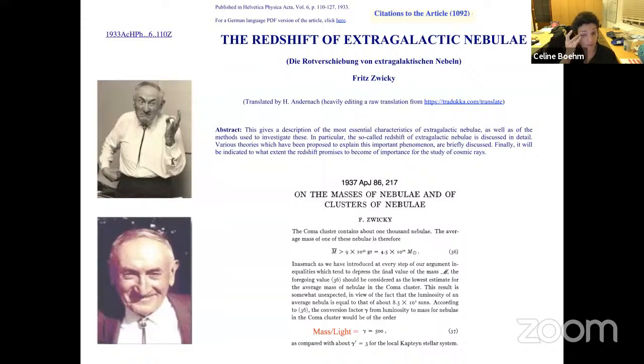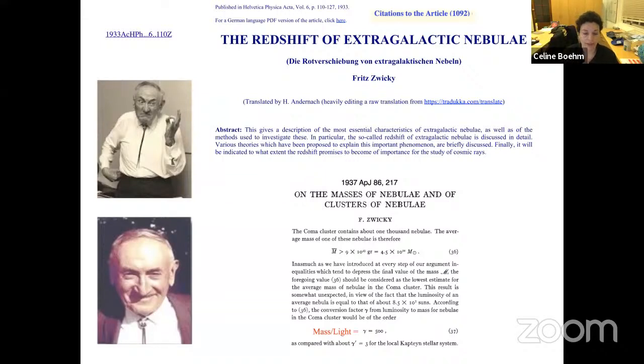So in 1933, Fritz Zwicky started to basically think that there may be really some problems. In this case, he was looking at nebulae. And so you can see the abstract of this paper, which is in this case translated. So I think he was a German, Swiss German.